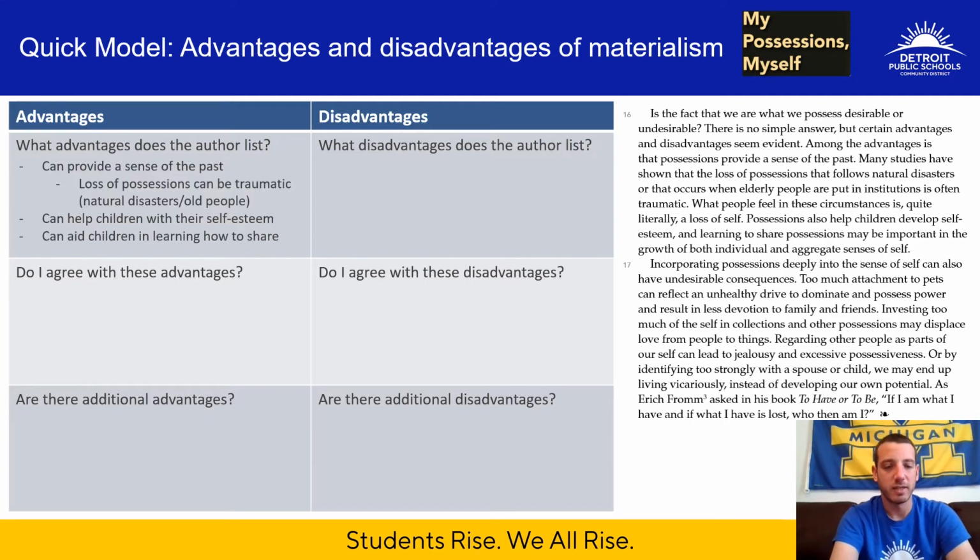So for the advantages, the author lists that having material possessions can provide a sense of the past. He talks about the example of loss of possessions being traumatic, like if you're experiencing a natural disaster and you lose all your stuff in an earthquake, for example, or if you're an older person and you're put into a nursing home, you can't always bring your possessions with you, and so they're essentially lost. That can be traumatic. So that just goes to show that these possessions are connected to our past and upbringing, and so losing them can be really sad, traumatic.